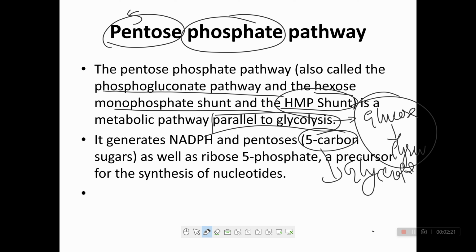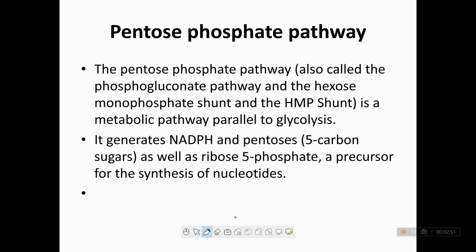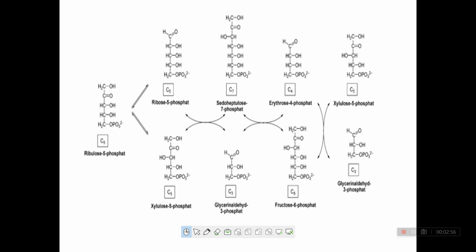And during this conversion, there is generation of NADPH. Remember this: in this process, NADPH is generated. But in glycolysis, NADH is generated. In the pentose phosphate pathway, NADPH is generated, whereas in glycolysis, NADH is generated. Clearly note this down. So this is the pathway.